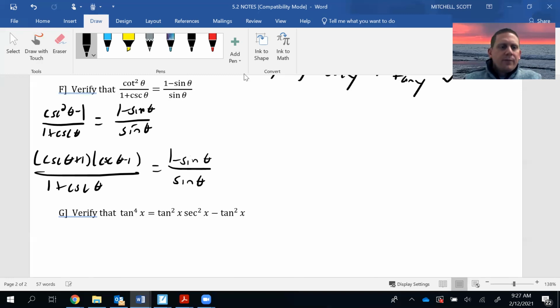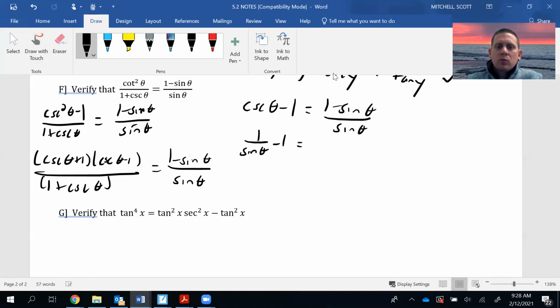Didn't touch the right side. So now if you look, these two things are going to cancel. So I'm going to have the cosecant of theta minus 1 equals 1 minus the sine of theta over the sine of theta. And so you might say, well, how am I going to get this? Well, I have to convert this to sine. So this is going to be 1 over sine minus 1. And it still equals my right side.